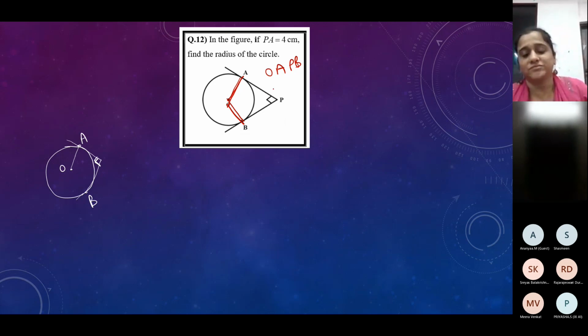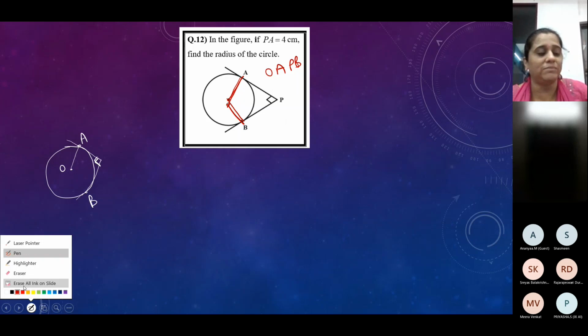Online students, Priyasha, find all the angles of the quadrilateral OAPB.